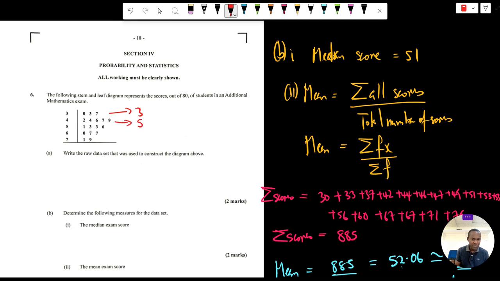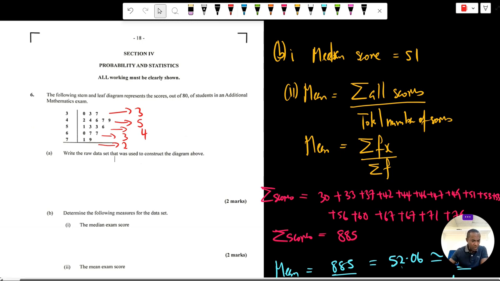The next step, we have 5 students scoring between 40 and 49. And of course, we have 4 students scoring between 51 and 56. Similarly, we have 3 students scoring between 60 and 67. And we have 2 students scoring over 70. So earlier, we calculated the mean, and we found the mean to be approximately 52. So this distribution also shows that about 4 students will be scoring in the 50s, right?